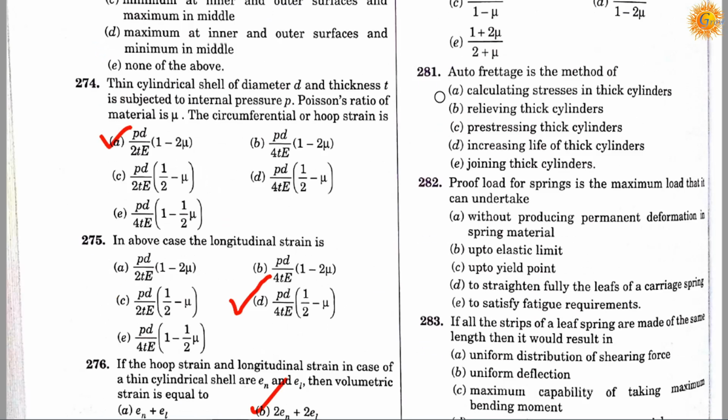Question number 281. Autofrettage is the method of: option A, calculating stress in thick cylinders; option B, relieving thick cylinders; option C, pre-stressing thick cylinders; option D, increasing life of thick cylinders; option E, joining thick cylinders. Correct answer is C. It's pre-stressing thick cylinders.